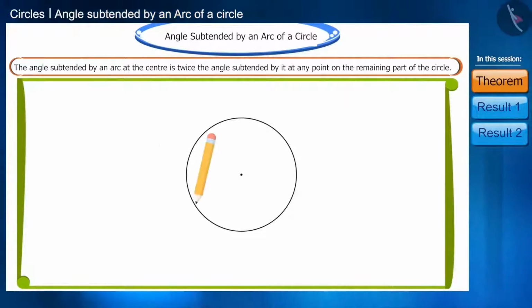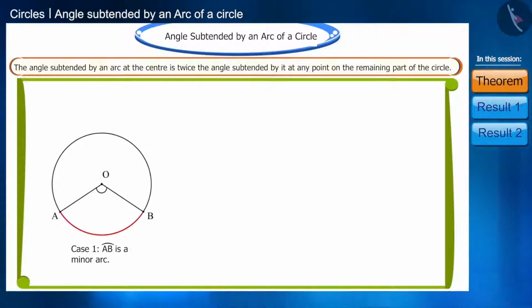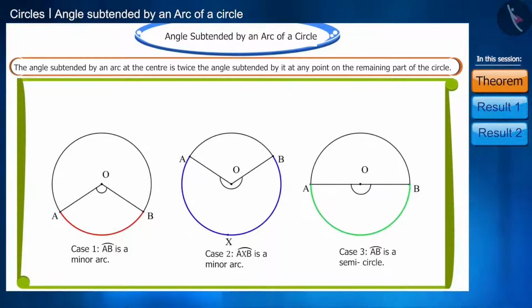Draw an arc AB on a circle. Here, the angle AOB is the angle subtended at the center O by the arc AB. According to the theorem, 3 cases can occur here. AB can be a minor arc, it can be a major arc, and it can also be a semicircle.